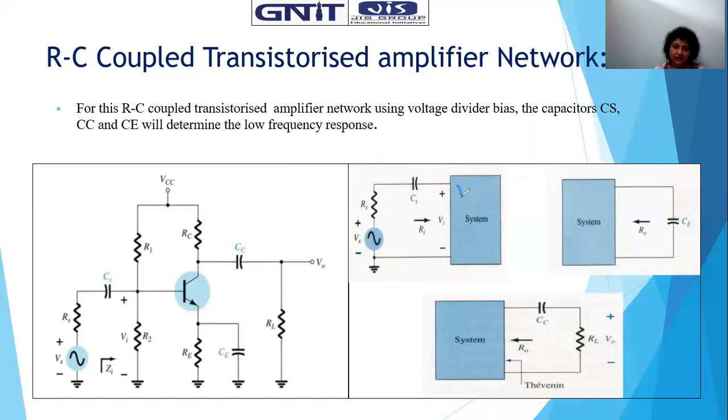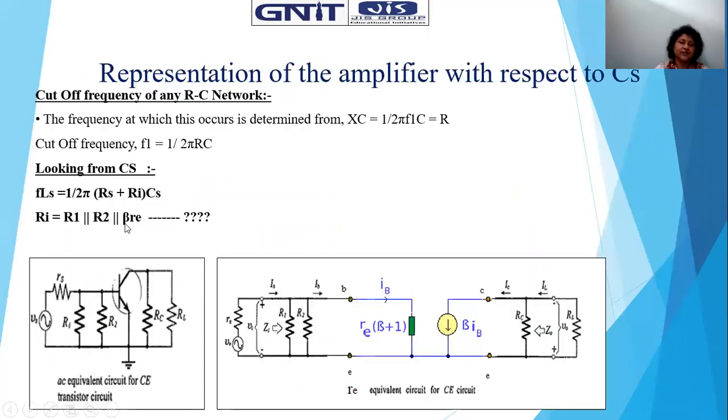So what will be R? What will be the resistance of that network? The R equivalent that we need to find. Similarly, for this case also, we need to find the R equivalent associated with the C value, so the cutoff will be 1 by 2 pi RC. Similarly for CCO. Let's progress one by one.